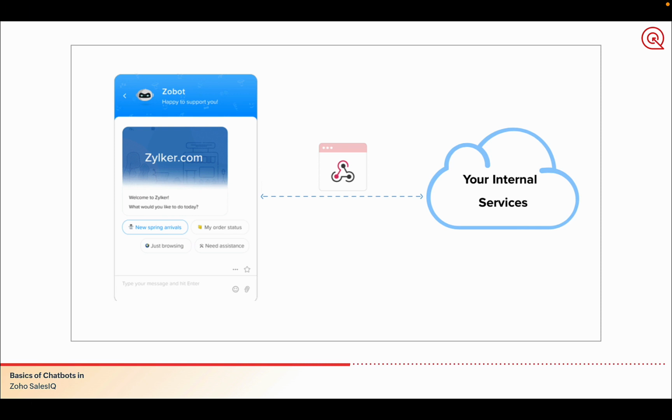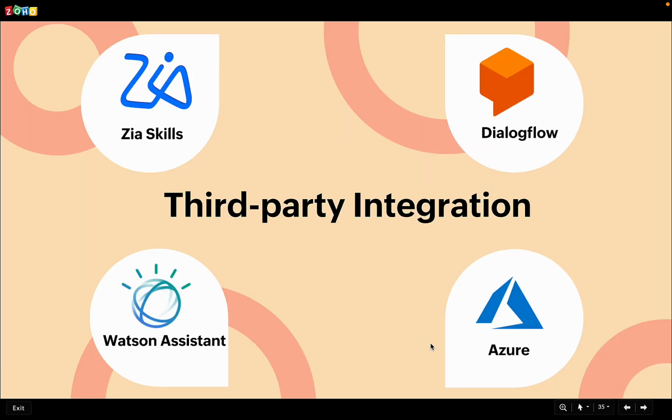SalesIQ sends events to the webhook when a variety of interactions happen with the bot. Then you can use the Zia Skills platform, which uses natural language understanding to process and perform the defined skills and actions. With Zia, you can directly answer a question, construct an answer by fetching data from SalesIQ, or perform an operation dynamically based on the visitor.